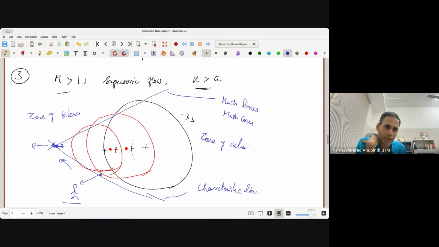So again, as you can see, these Mach cones or Mach lines are the characteristic lines, which are actually stitching the solution together, because the flow has a different regime outside and a different regime inside, because of these Mach cones. So this is stitching the flow together using the characteristic lines. So that is an example of a hyperbolic kind of PDE.